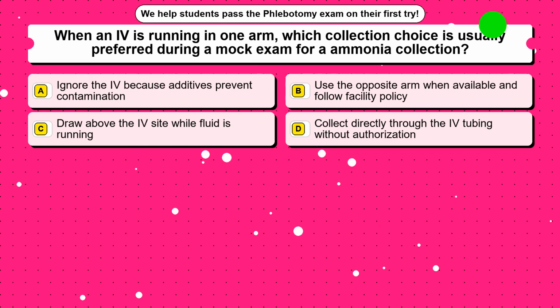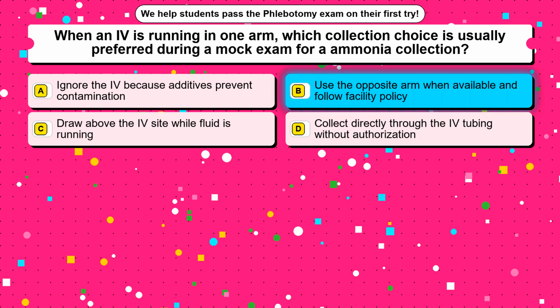Question 4. When an IV is running in one arm, which collection choice is usually preferred during a mock exam for an ammonia collection? Option A. Ignore the IV because additives prevent contamination. Option B. Use the opposite arm when available and follow facility policy. Option C. Draw above the IV site while fluid is running. Option D. Collect directly through the IV tubing without authorization.